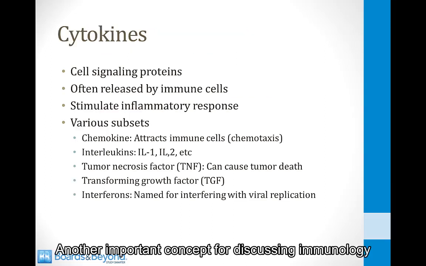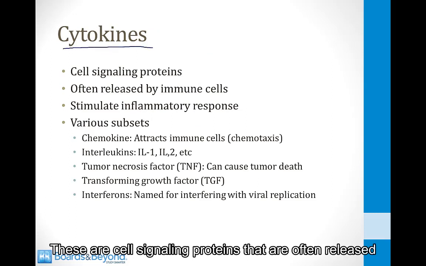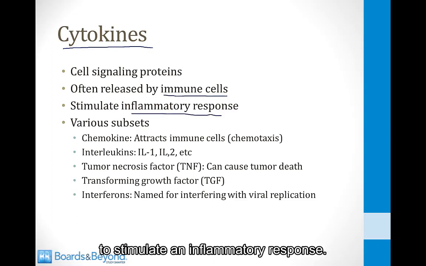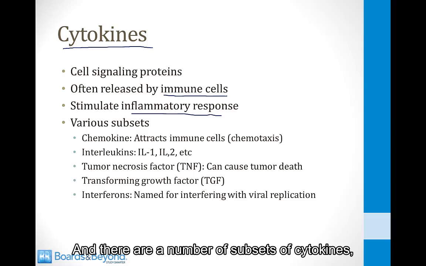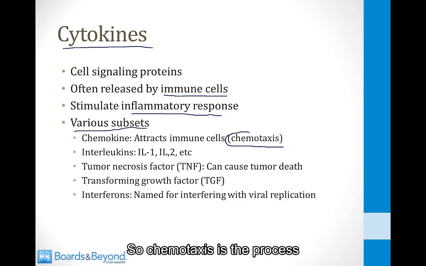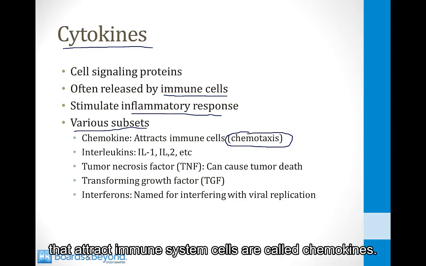activation. Another important concept for discussing immunology is the concept of cytokines. These are cell signaling proteins that are often released by immune cells, and they travel locally to stimulate an inflammatory response. And there are a number of subsets of cytokines, and you have to be familiar with these terms. So chemotaxis is the process of attracting immune system cells. So cytokines that attract immune system cells are called chemokines.